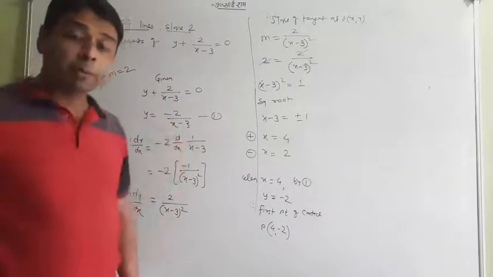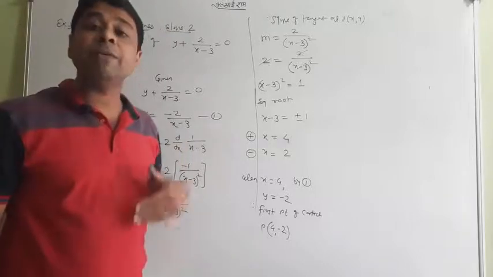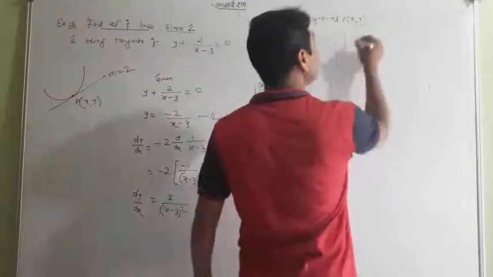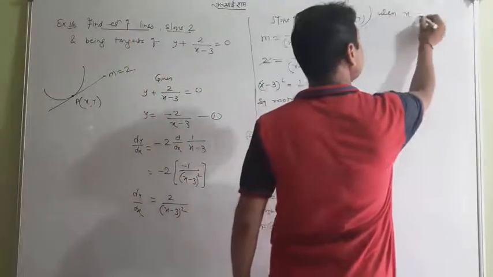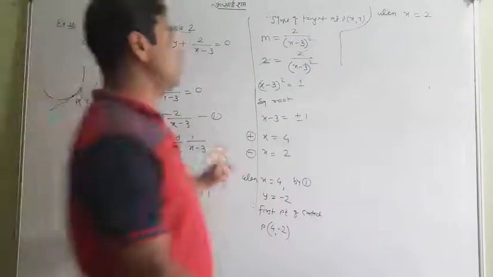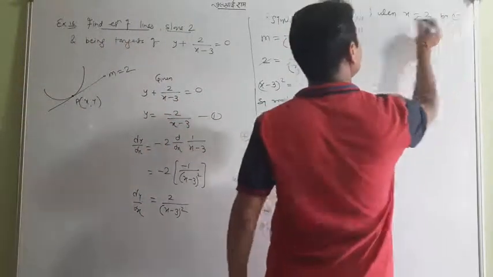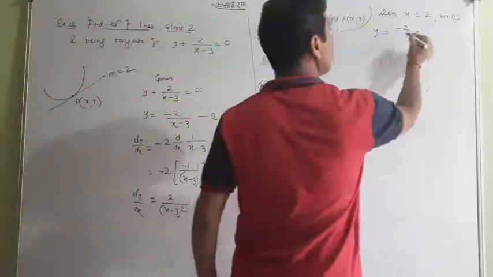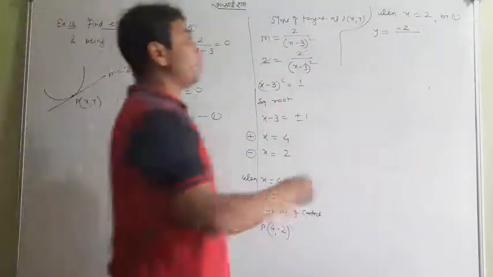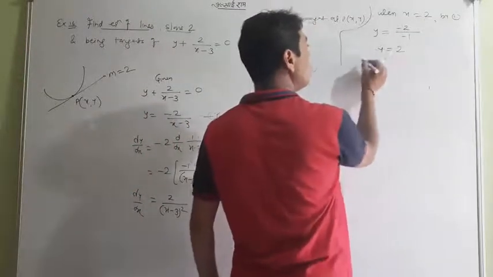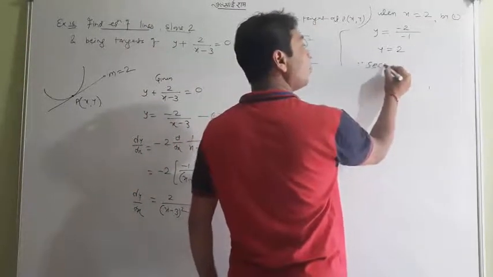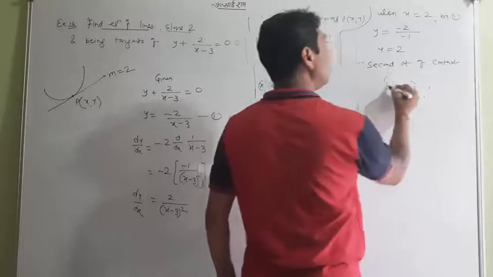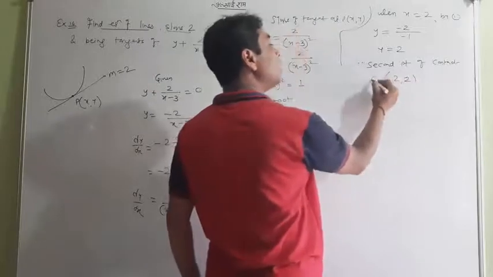And it may be possible that we have one more point of contact, because for x equal to 2 we have one more option. When x is equal to 2, by 1, y will be minus 2 upon 2 minus 3, meaning minus 1. So y will be 2. So the second point of contact will be (2, 2), which I named Q.